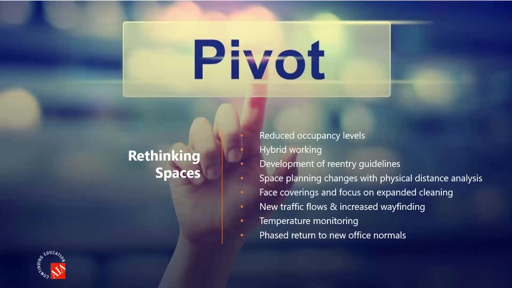So while we've been going through this, there's been a lot of rethinking on spaces, reducing occupancy levels. And I think in most office buildings, you see that is the case. There's a lot of virtual working. So we call it hybrid working. Some are in the office, some are not in the office, a combination of both. We've learned about development of re-entry guidelines, the space planning changes with physical distance analysis, face coverings, and a focus on expanded cleaning, new traffic flows and increased wayfinding, temperature monitoring, and basically a phased return to the new office normals.